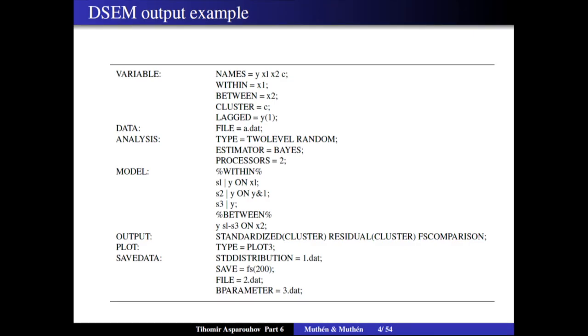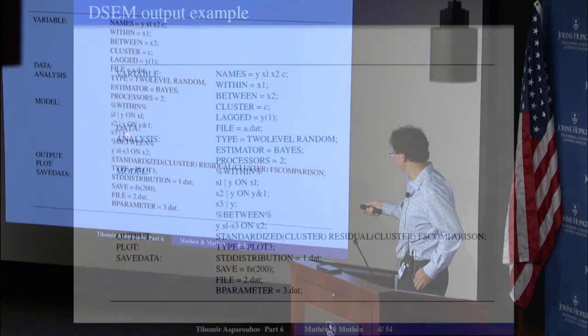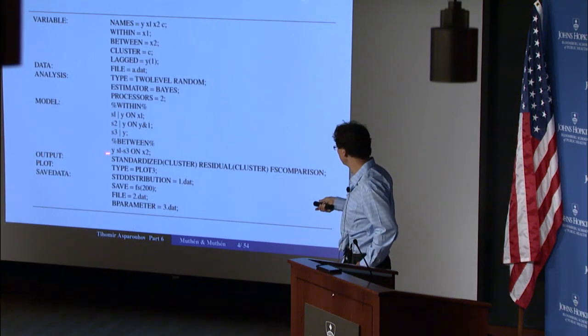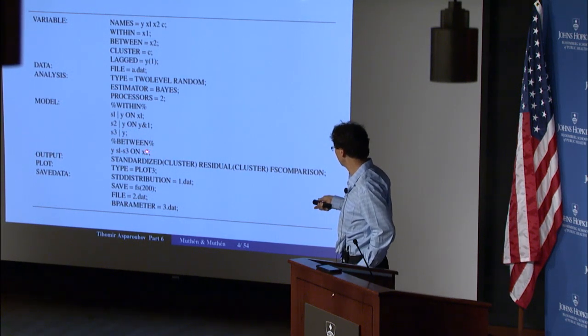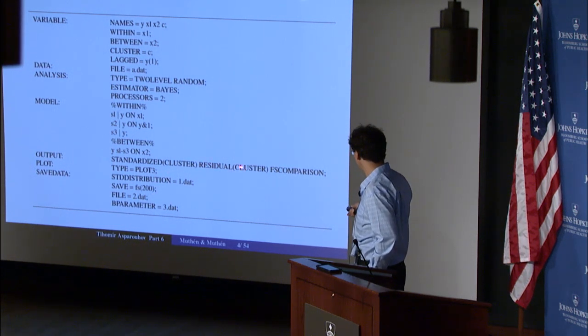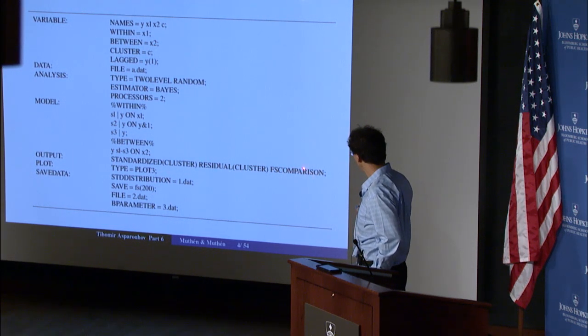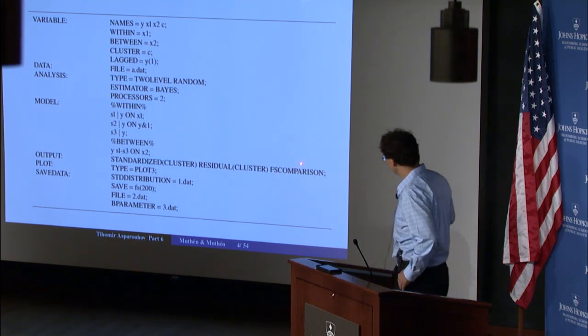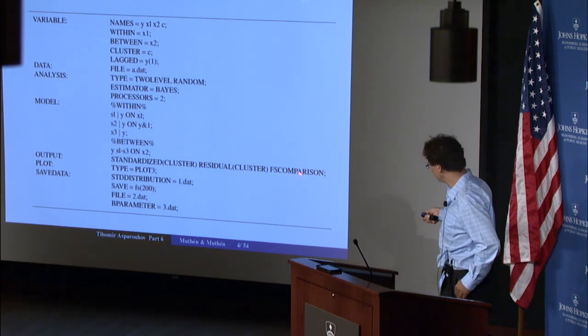And then we also have the random autoregressive parameter for y, and then we also have a random variance, so that's the random variance notation. So essentially we have these 4 random effects, and they are regressed on this between level covariate. You can see these options, the standardized with cluster, residual with cluster. F-score comparison is another option that is available in these situations.